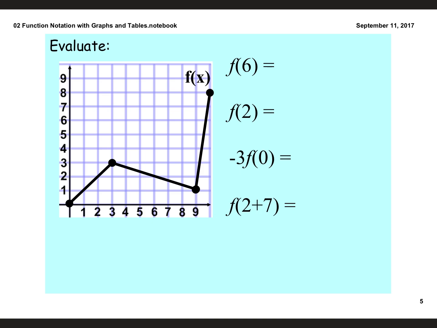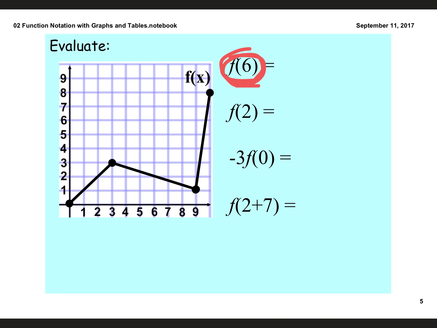The thing I kept asking you over and over again is, did they tell me x? And in this case, f of 6, did they tell me x? Do I know what x is? Yes, you know what x is. What's x? 6. By writing it this way, they're telling you, hey, x is 6, by the way. And then you just got to figure out what y has to be.